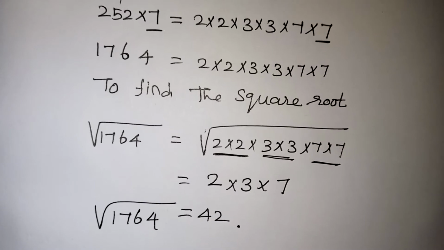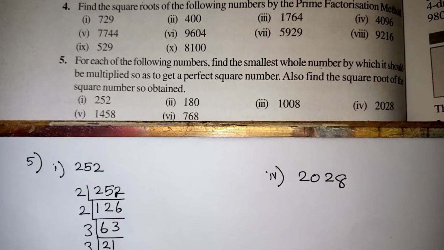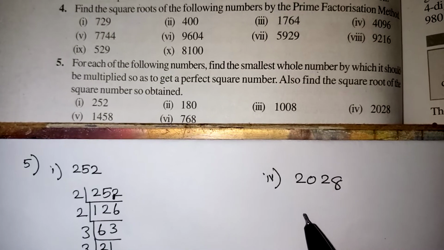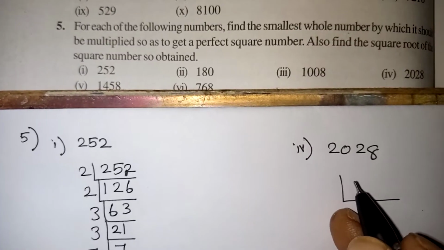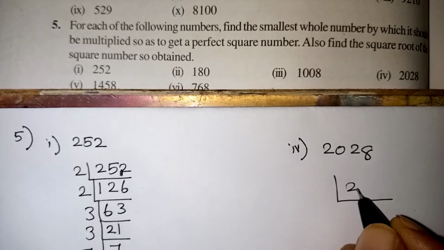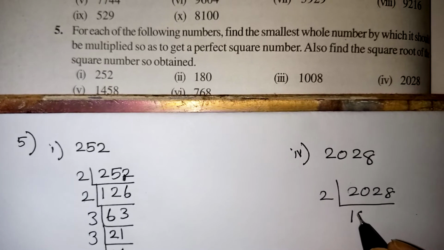We'll do one more problem for better understanding. So 2028 is our question. Now we are going to find the prime factorization. So 2028 is an even number, so we can go by the 2 table. 1 2 is 2. The 0 you can take as it is. Again 1 2 is 2.